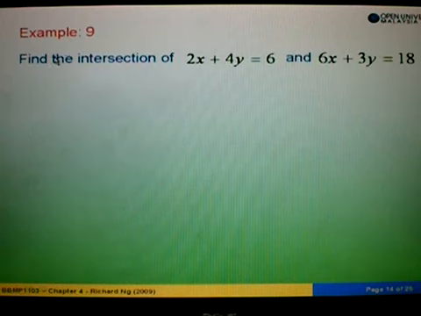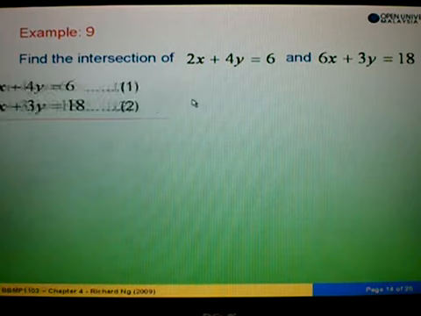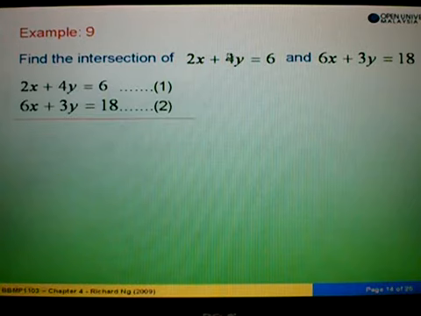Example 9. We are asked to find the intersection of the lines 2x plus 4y equals 6 and 6x plus 3y equals 18. So as usual, we will write this equation as equation 1, the second equation as equation 2. So if we look at the variable x, 2x and 6x, they are different. 4y and 3y, they are also different.